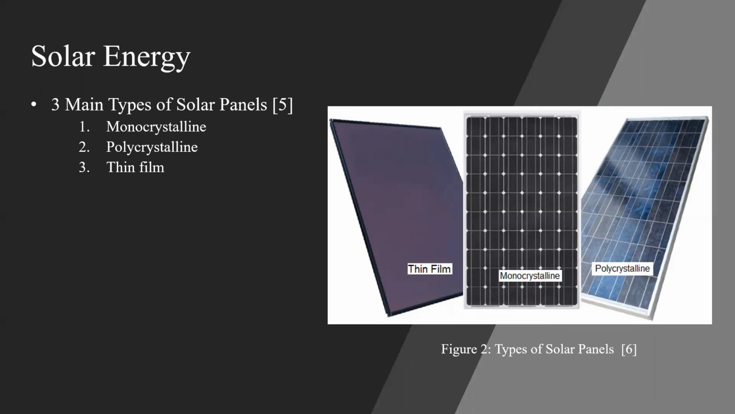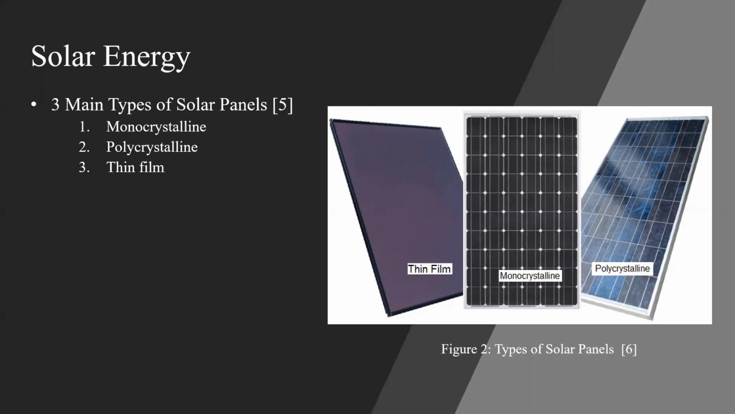There are three main types of solar panels, and they are monocrystalline, polycrystalline, and thin film. Each of these panels has advantages and disadvantages. Monocrystalline panels are constructed from high quality silicon, and due to their construction, they have the highest performance rating out of the three. It's normal that they run up to 21% efficiency.